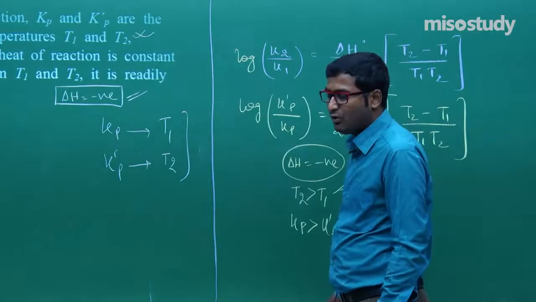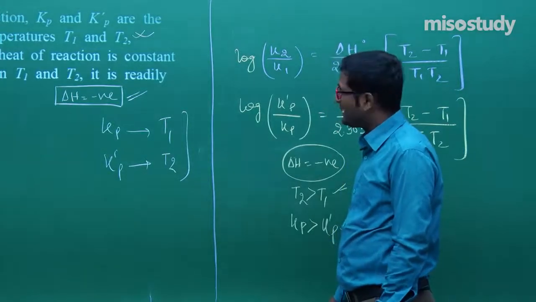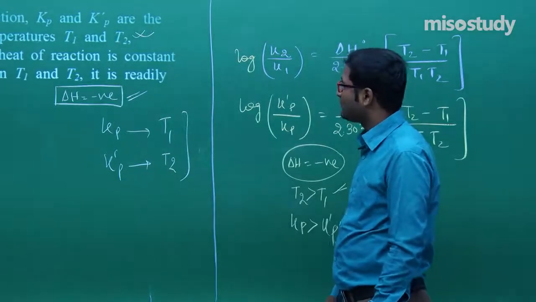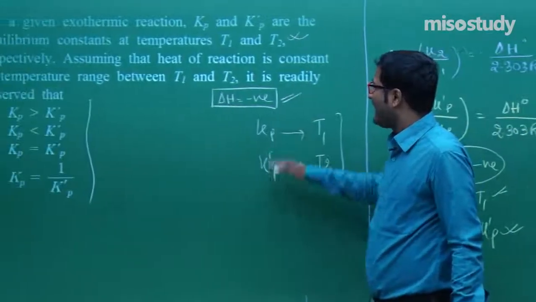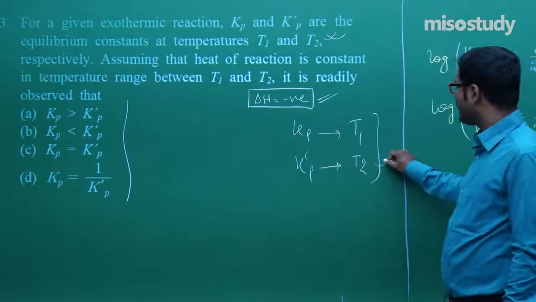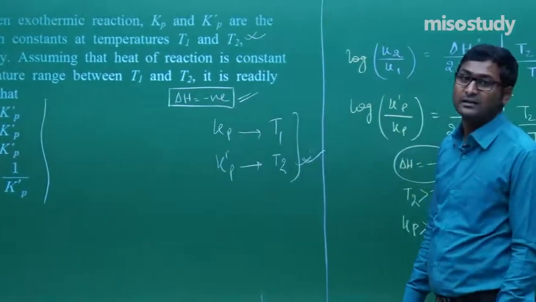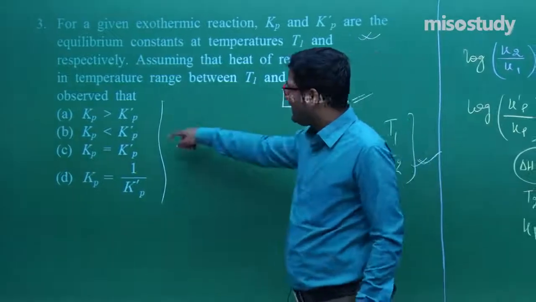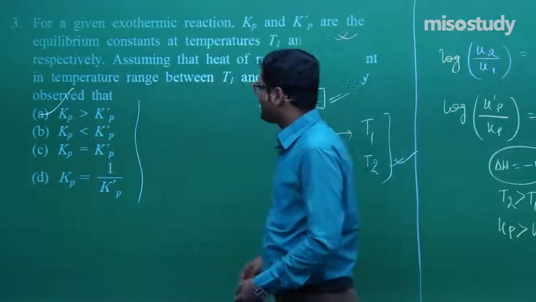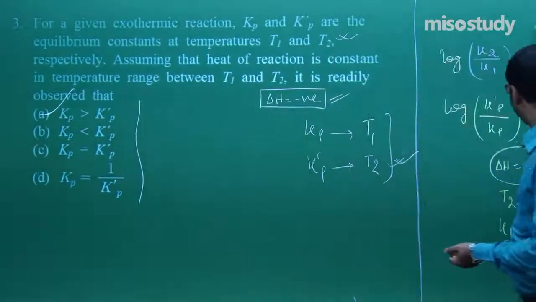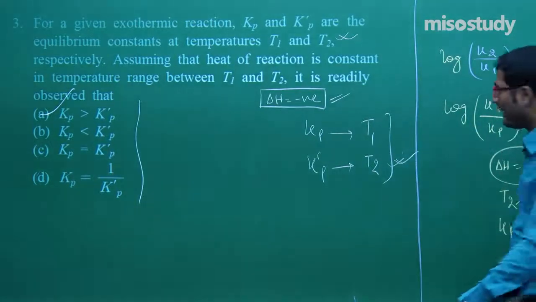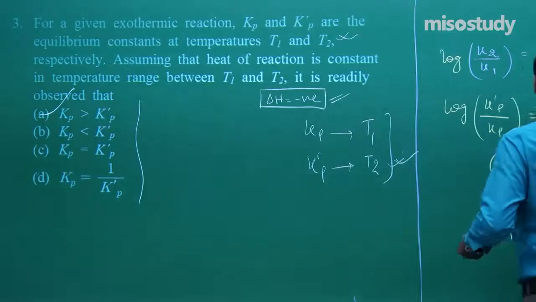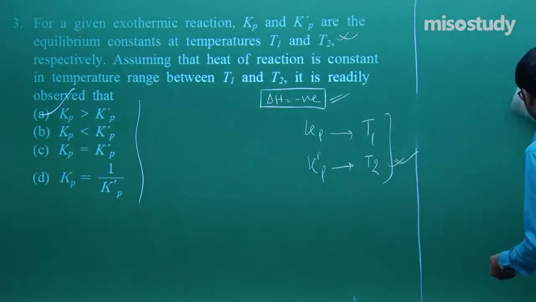As we know, in case of an exothermic process, delta H is negative, and if there is a rise in temperature, then that is not a favorable situation. So the order in this case is option A, that is Kp is greater than K dash P. Now I am going to rub this part and we'll discuss the next question.